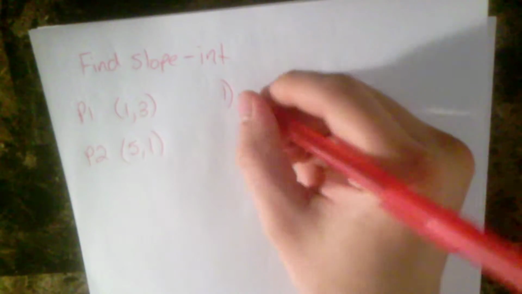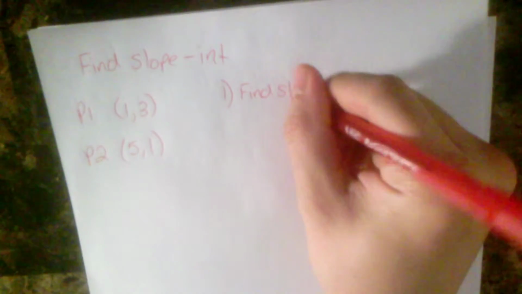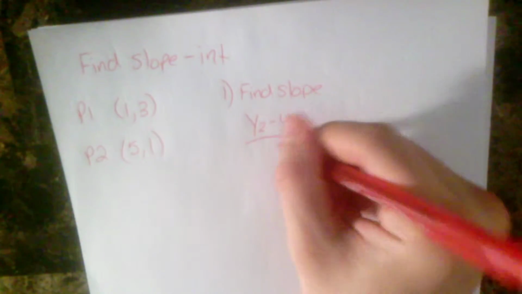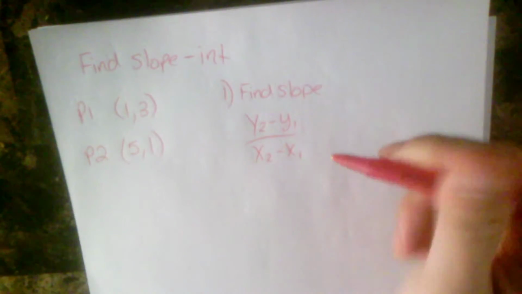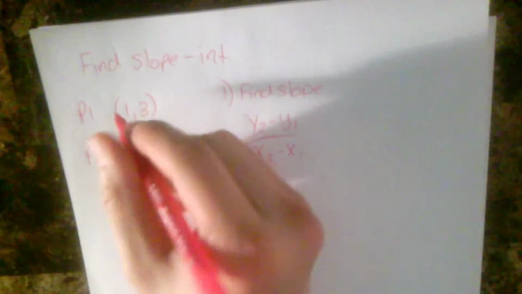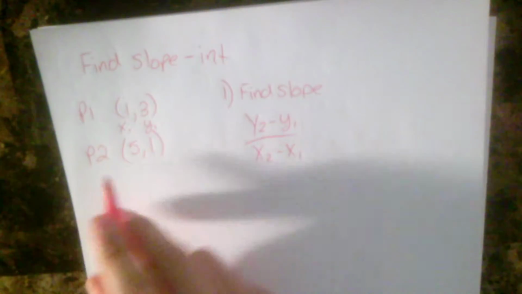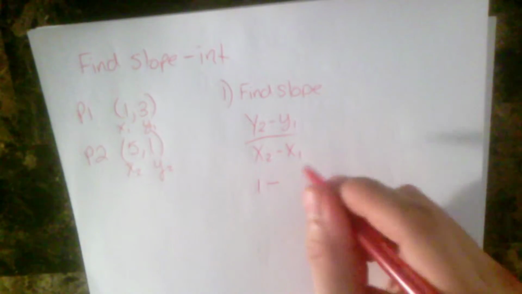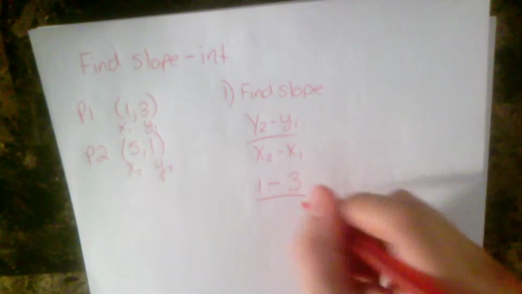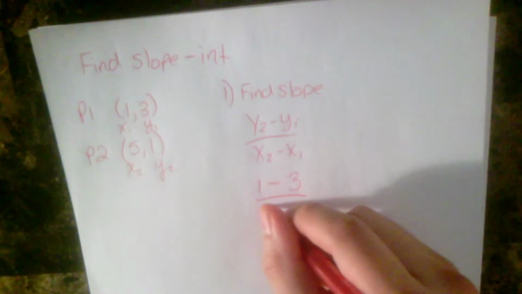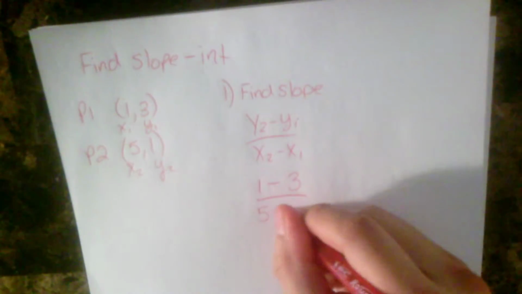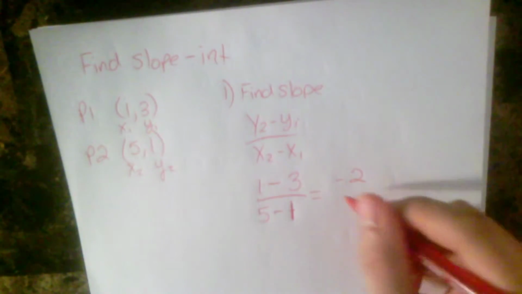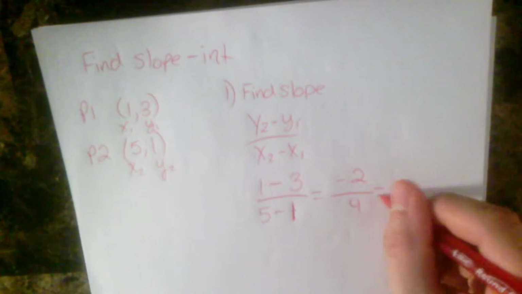So step 1, find slope. To find slope, you're going to use the slope formula. So y2 minus y1 over x2 minus x1. So let's call this point 1, x1, y1. That's point 2, so let's call that x2, y2. So y2 is 1, y1 is 3, and x2 is 5, x1 is 1. 1 minus 3 is negative 2, and 5 minus 1 is 4, which will just give us negative 1 over 2.